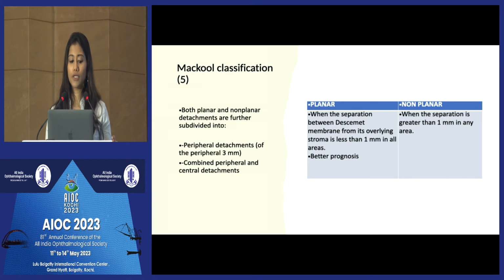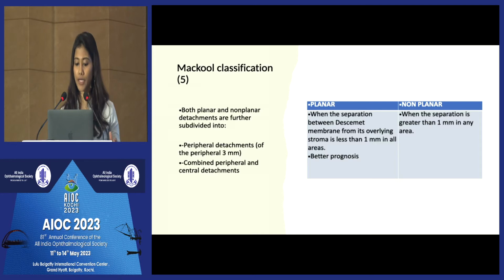Then we have the Mackool classification. This is divided into planar and non-planar. When the separation of Descemet's membrane from its overlying stroma is less than 1 mm, we classify it as planar, and non-planar when it is more than 1 mm in any area. Obviously, the planar has a better prognosis than the non-planar.